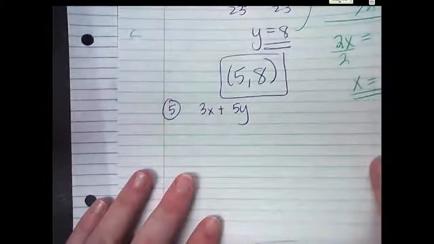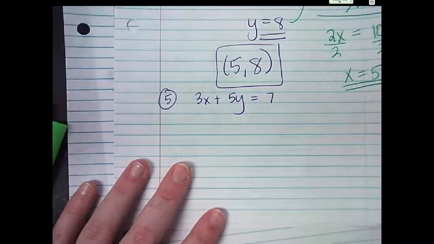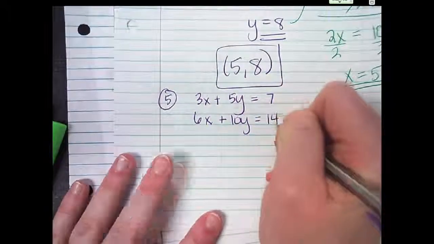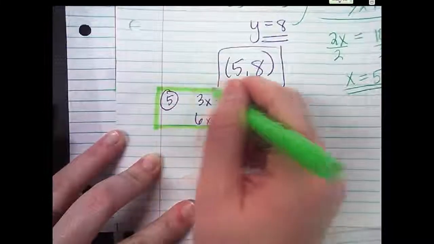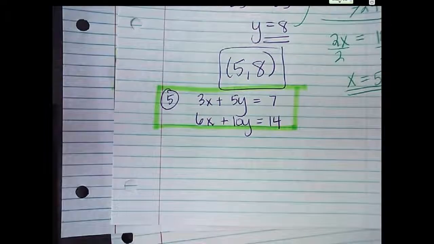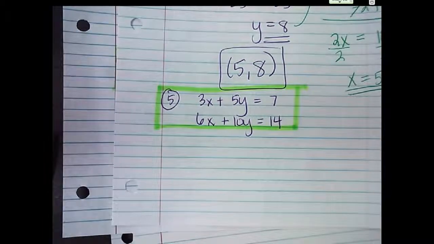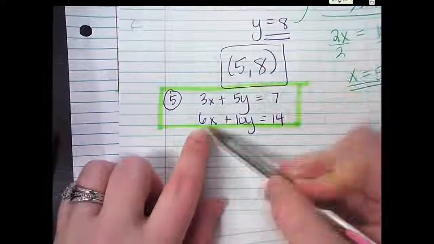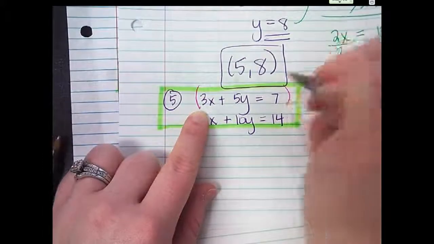Okay, so number 5. 3x plus 5y equals 7. And 6x plus 10y equals 14. Do you want to eliminate x's or y's? X, okay. So I have a 3 and a 6. What's common between 3 and 6? 6. So this one's done. What does this one have to be? A negative 6. So I multiply by? Good, negative 2.